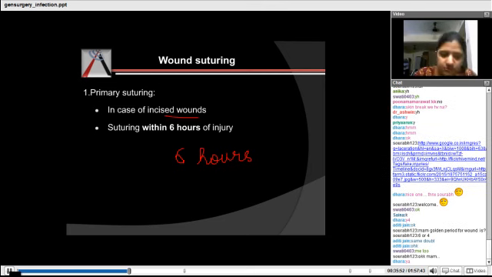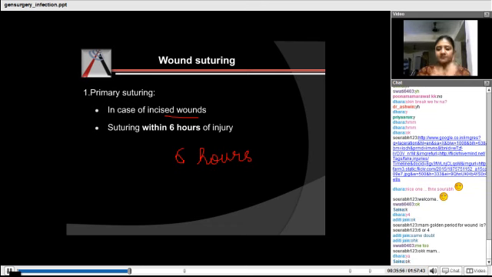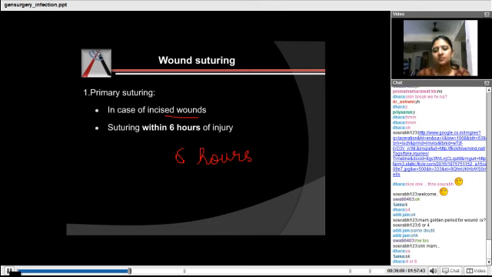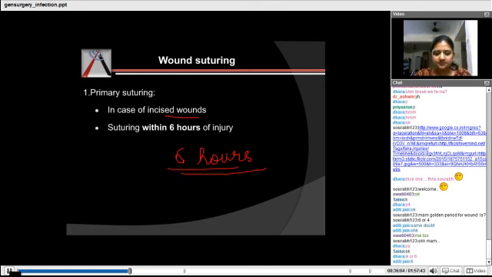This is done in incised wounds. It's important that when you're doing a primary suturing, you want the margins to be clean and you want the margins to approximate. You need them to come close together. Only then can you do a primary suturing. My answer is 6. Suturing done within 6 hours of injury is also primary suturing.